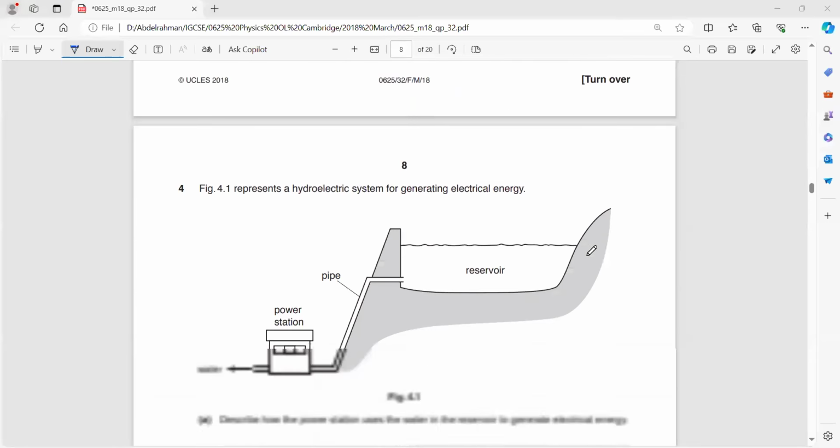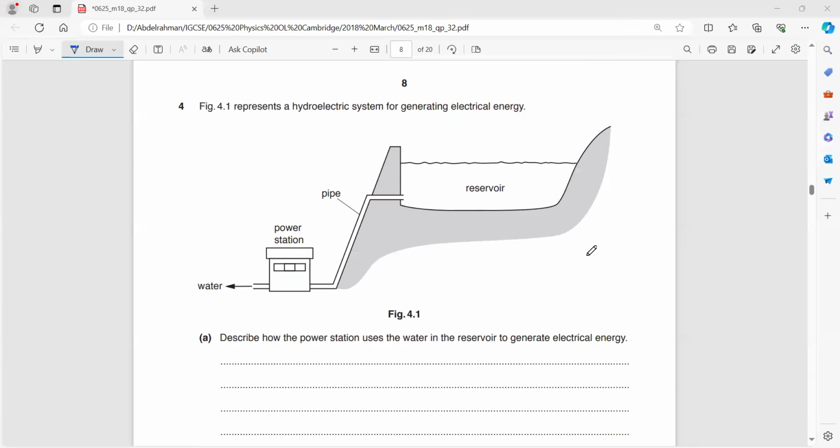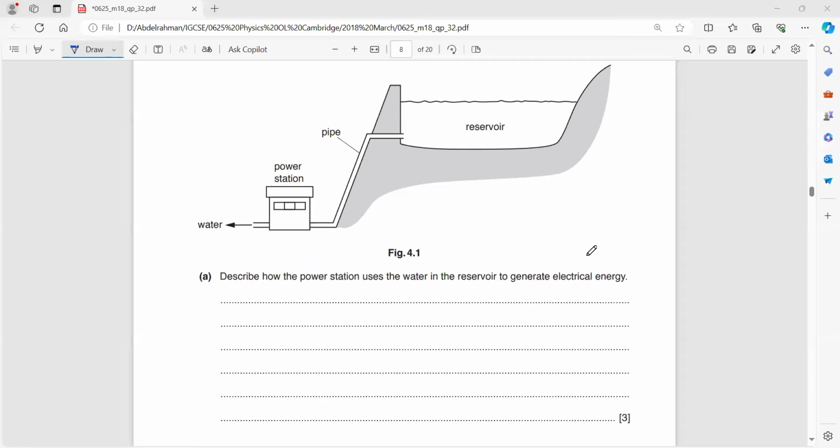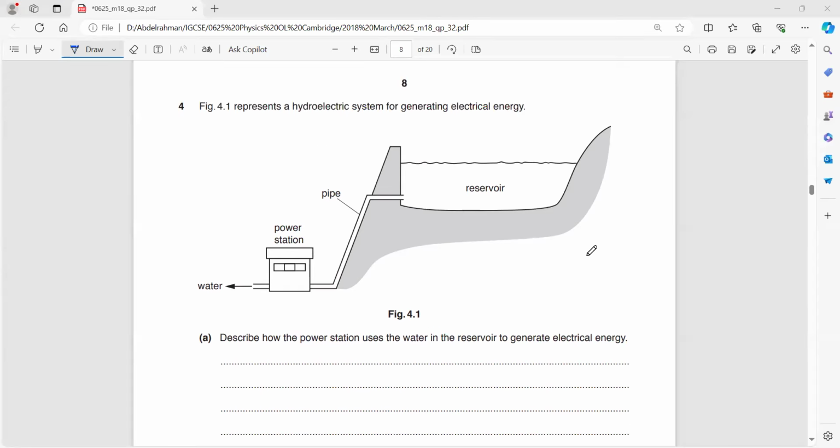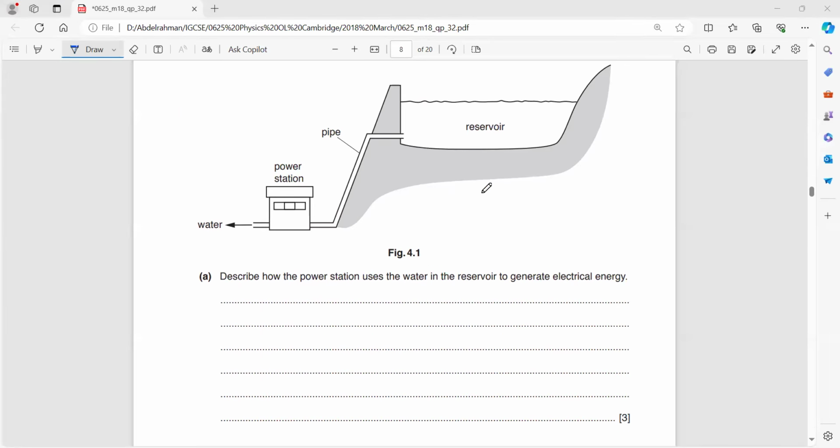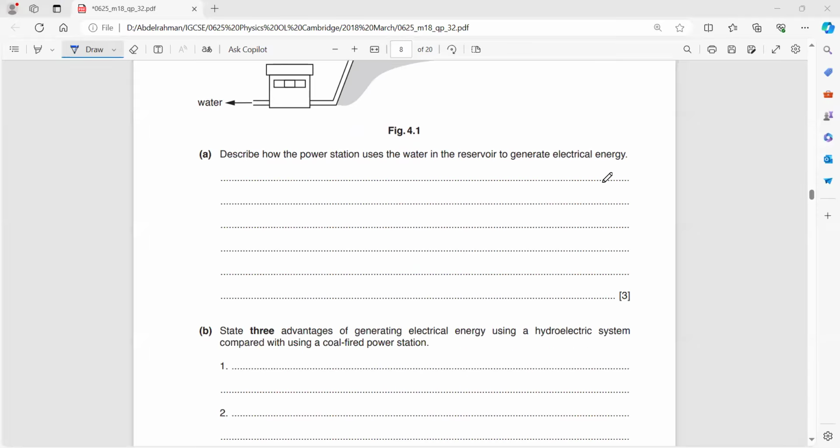Next question. Describe how the power station uses the water in the reservoir to generate electrical energy. How can I use the water to generate electrical energy? Any ideas? I have some water in this reservoir and I need to generate some electrical energy.